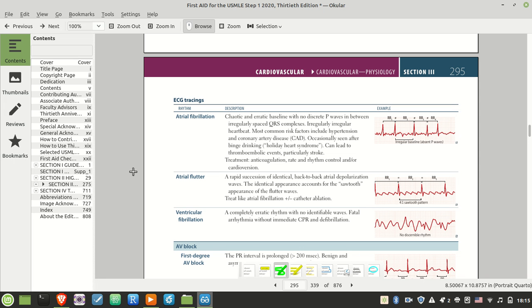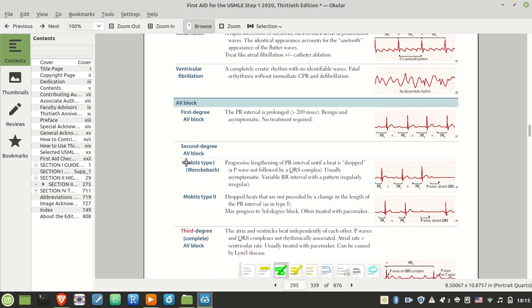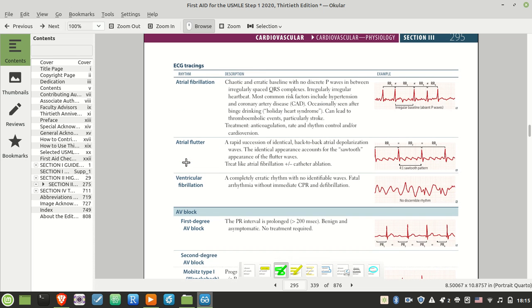EKGs, for what it's worth, it's definitely worth your while to read up on EKGs, read up on axes, read up on what makes things tick.